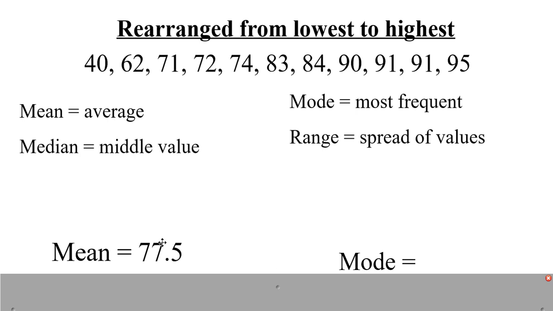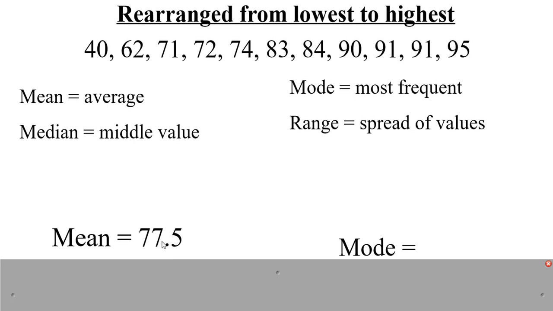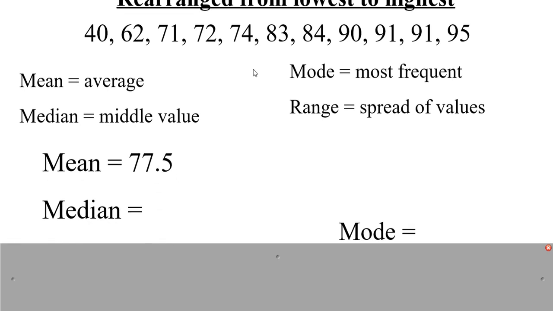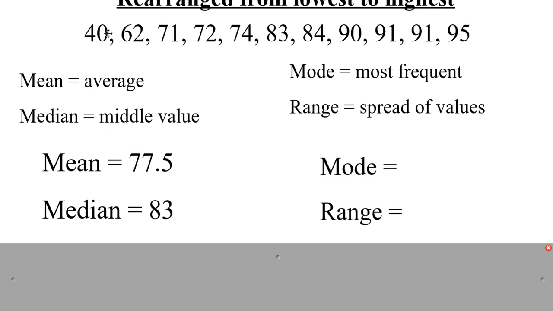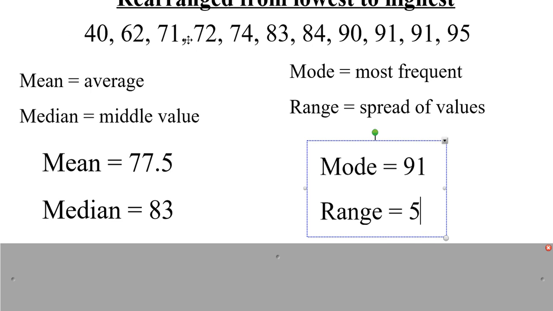The mean in this case turns out to be 77.5 if you add them all up. The median we said already, that was 83. The mode is the most frequently occurring, and if I look which one occurs the most, it's the 91. The 91 is the only one that repeats, so 91. The range is how far apart the high and the low are. 95 minus 40 is 55.